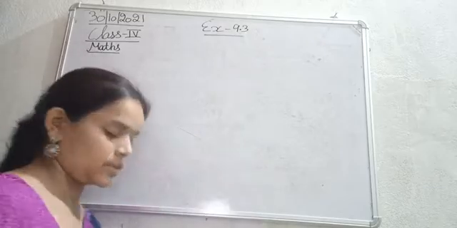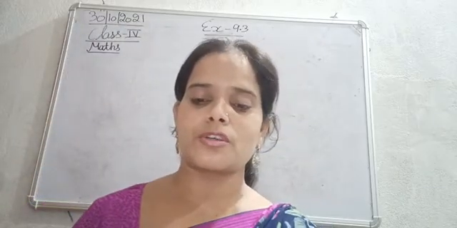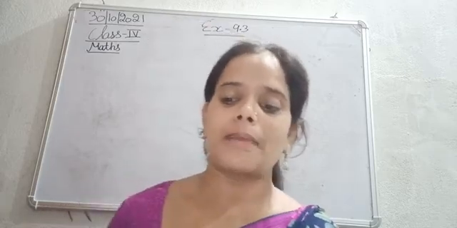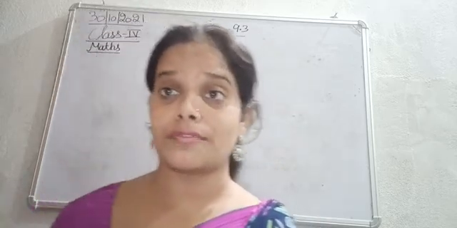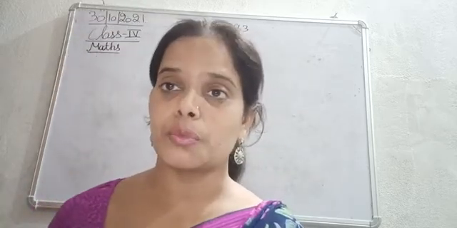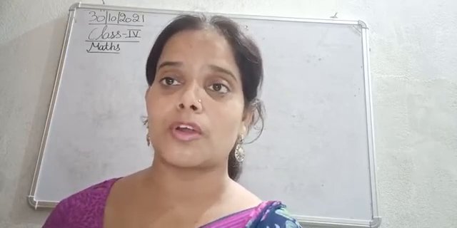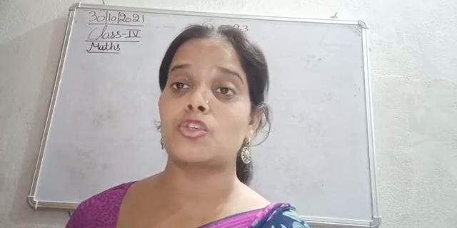Okay, so let's begin with exercise 9.3, multiplication and division of money. The first question given over here is: multiply 476 rupees 45 paisa by 2. So we have to multiply 476 rupees 45 paisa by 2. So for that we need to multiply these.